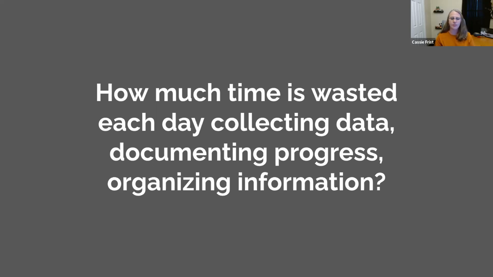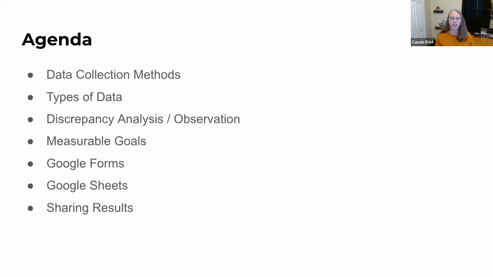So today we're going to look at a few of these things. We're going to talk a little bit about data. We are going to talk about collection methods. What are some ways to easily collect concrete data in your classroom? Different types of data, looking at some methods such as discrepancy analysis and observation. Go through the process of determining what is a measurable goal. How do we make a goal that's truly measurable so we can get the data we're looking for?